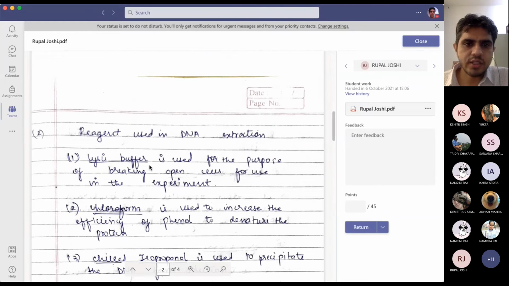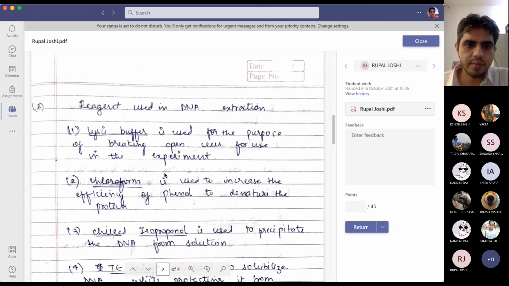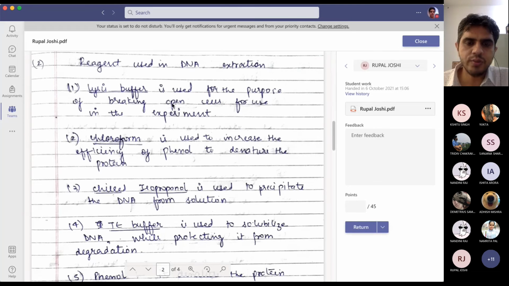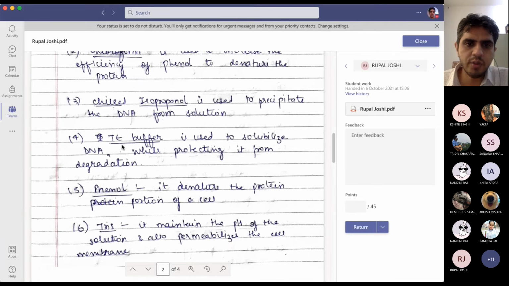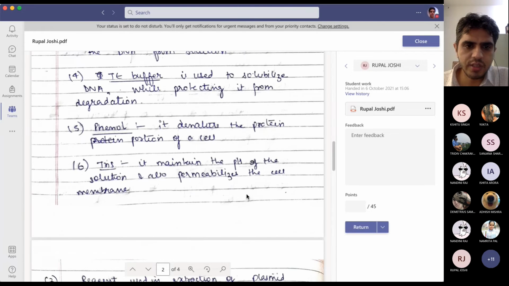Reagent used in DNA extraction: lysis buffer. So what is this lysis buffer composed of? Chloroform is used to increase the efficiency of phenol to denature protein. Chilled ethanol is used to precipitate DNA. What are the components of the buffer? Phenol denatures proteins. Tris maintains the pH.